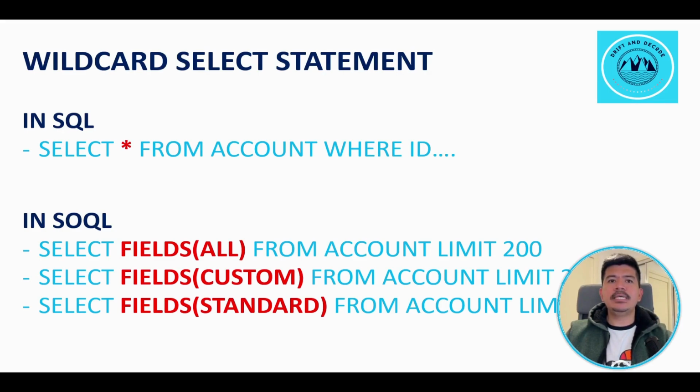The last option is select fields standard from account limit 200. So fields standard, as the name implies, will be retrieving all of the standard fields from the account object or any other object where you're going to be retrieving your information. And if you notice here, we use the limit 200. Again, it will only show you the first 200 rows of information from that particular SOQL result. I'm going to show you later on why we need this and what happens if we remove the limit 200.